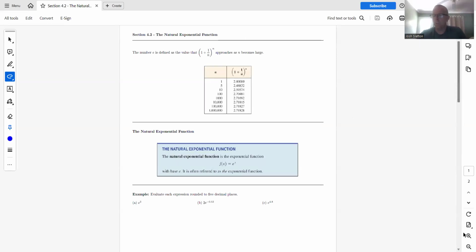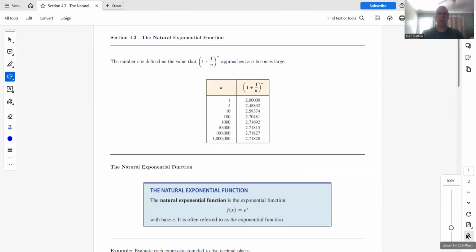All right, so 4.2, this will be a pretty quick little section. It's mostly a special case of an exponential function, and it's called the natural exponential function. And so let's talk about this number e. You probably have seen this before in algebra class, but you may not have used it very much. It does come up a lot in calculus. So if you're going to take calculus, you'll need to be comfortable using and working with this number or this function that we're going to talk about.